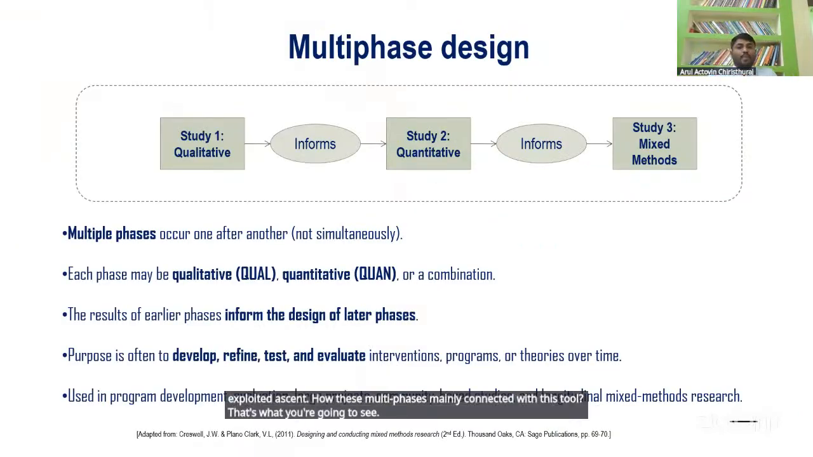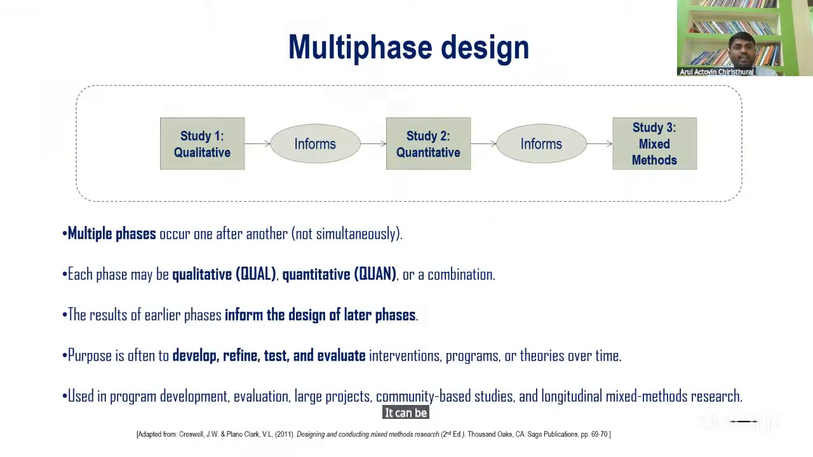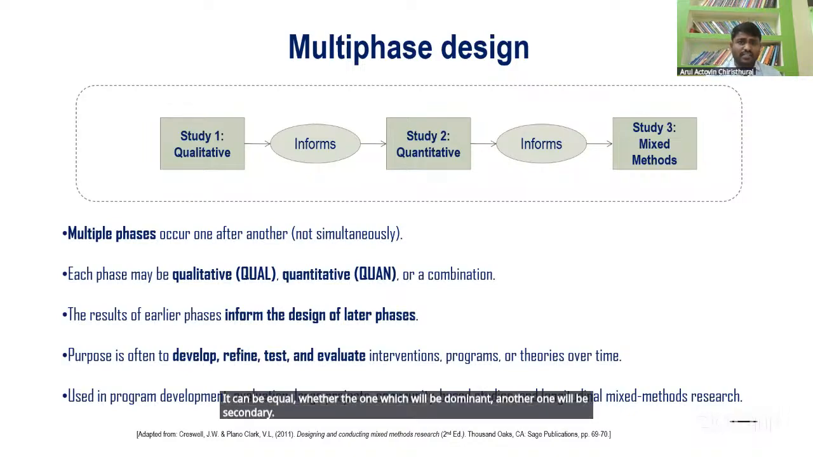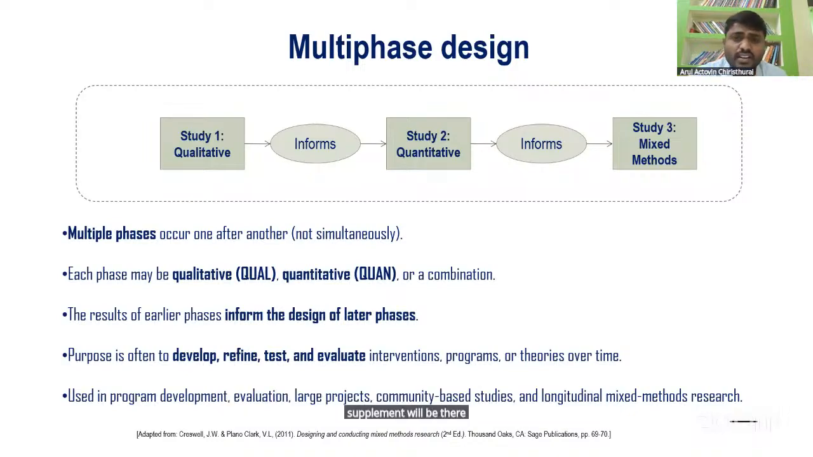See here, multi-phase. It can start with anything. It's not only the previous five types that we've seen, with two studies, quantitative or qualitative, where the weightage can be equal, or one is dominant and the other is secondary or supplementary. But multi-phase is not about that.